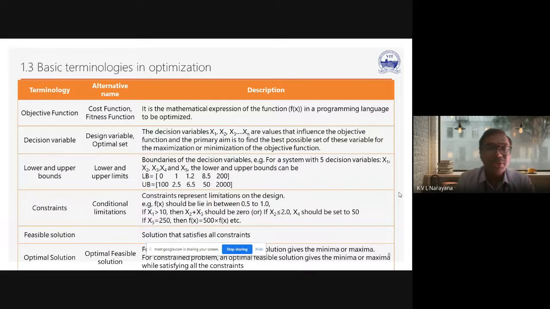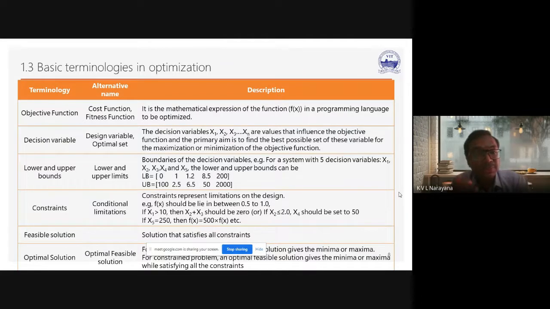Okay. So coming to the basic terminology, I think you are all familiar with these terms used in the optimization process. In order to implement any optimization process, you must be thorough with these terms. First, the objective function, which is also called the fitness function. For any problem to be optimized, that means to get the best solution of any problem, we must model the problem. The mathematical representation of the problem is called the objective function. The function can be maximized or minimized depending on the requirement.